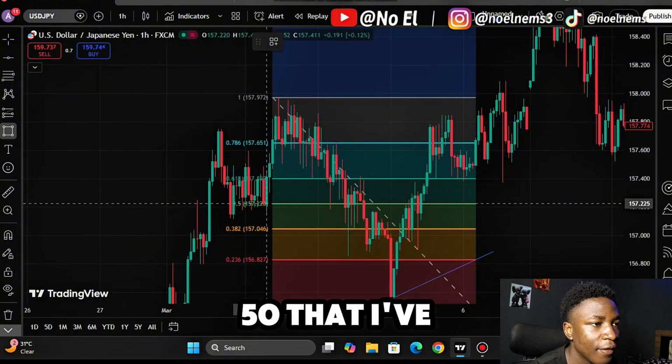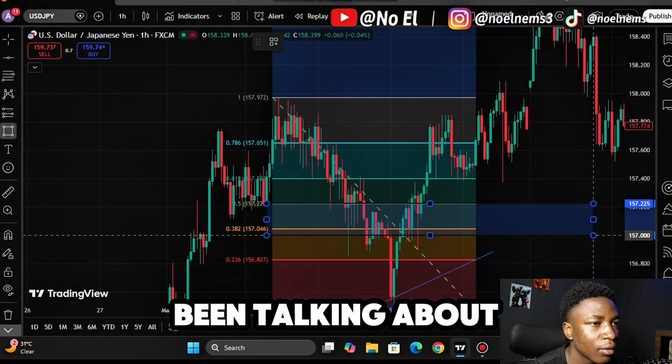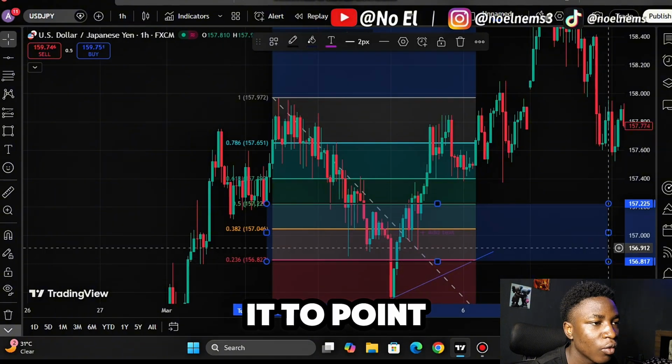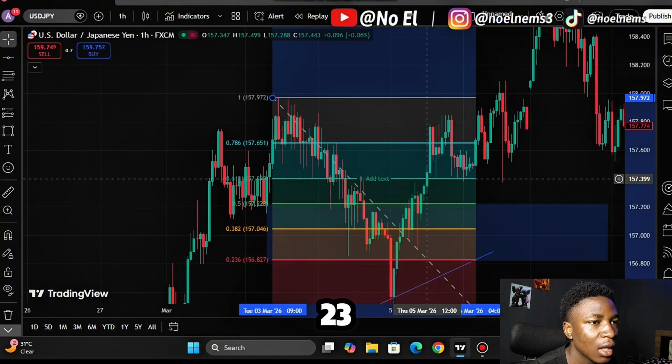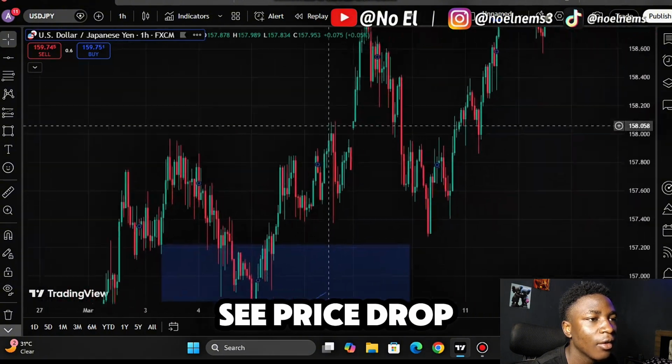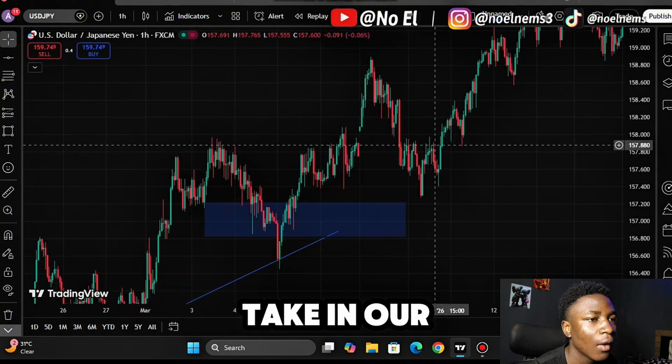This is 0.50 that I've been talking about. 0.50, and let's just mark it to 0.23. And this is our key point of interest. Now we are looking forward to see price drop down to this level, and then we take in our buys.